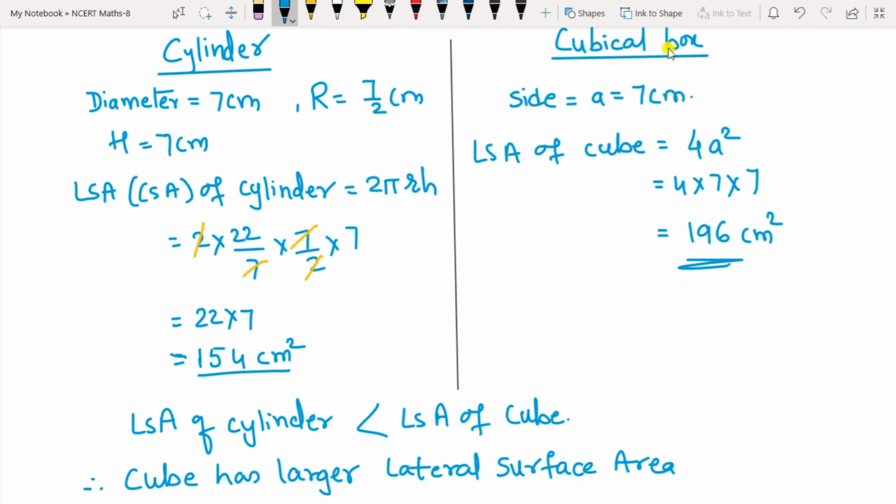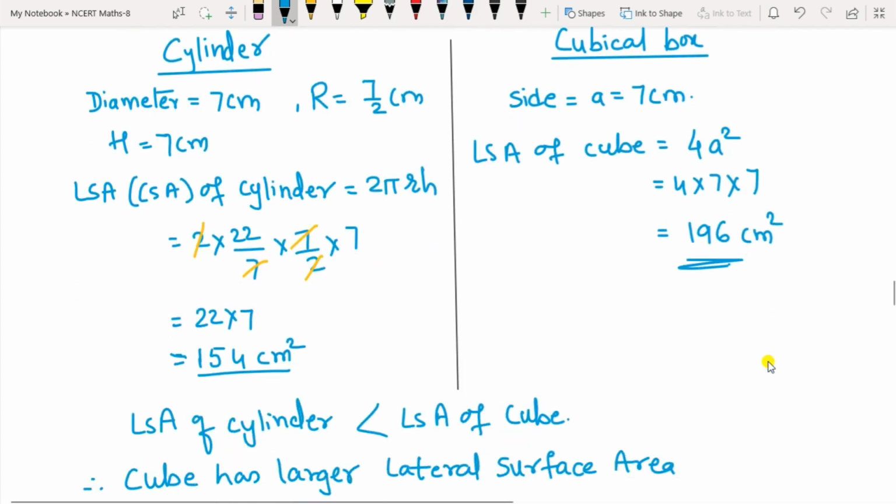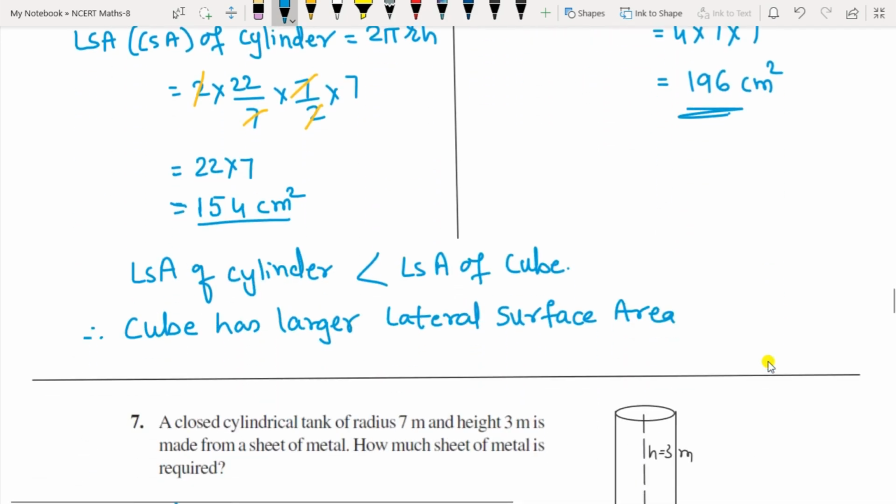Now the cubical box. Here, in the cubical box, all the sides are 7. So side A is 7. The lateral surface area of a cube will be 4A square. So 4 into 7 into 7 is 196 centimeter square. Now you can see here the lateral surface area of the cylinder is less than that of the cube. So the cube has the larger lateral surface area. That was asked in the question.